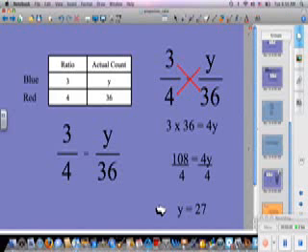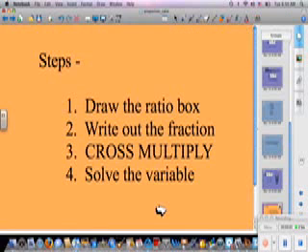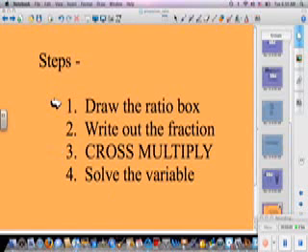So let's just review all the steps that you need to do when you're solving these problems. So step 1 is draw the ratio box. Step 2 would be write out the fraction. Step 3 is cross multiply. And then step 4 is solve for the variable. So again, this is all review. Hopefully this won't take you very long, and enjoy your math day.